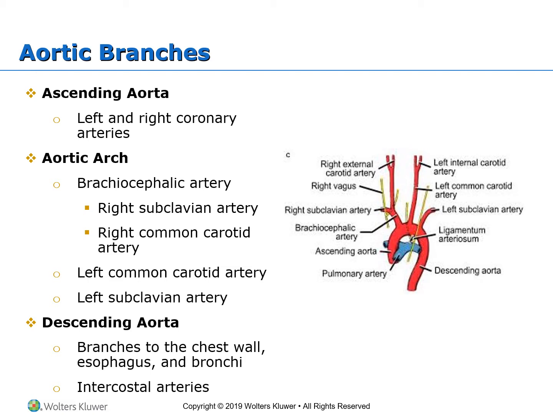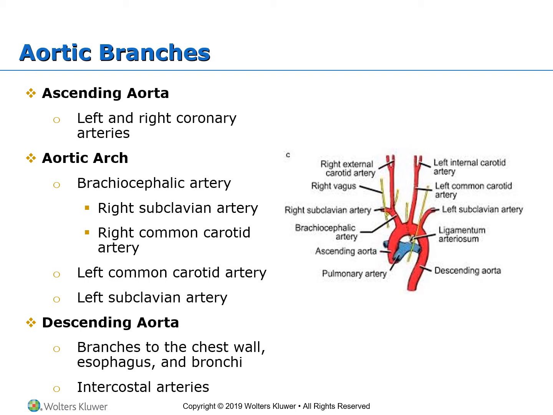It's not a couple. The second branch from the aortic arch will be the left common carotid artery that will have a trajectory upwards, and it will supply the left side of the neck and the head through the left internal and external carotid artery. The third branch will be the left subclavian artery that will extend under the left clavicle and will supply the left upper extremity.